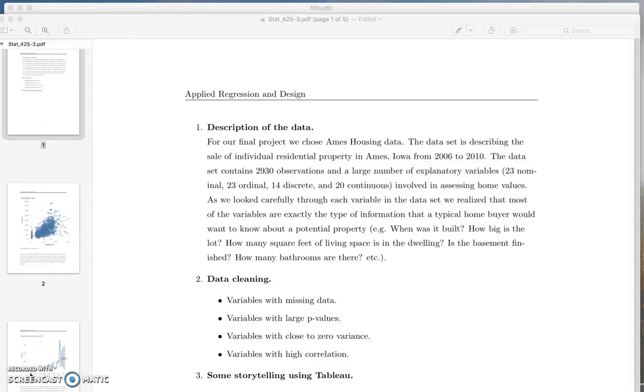So basically, when we were going through the data, we noticed that it answers the questions of a person who is interested in buying a house. For example, what is the quality of the house? When was it built? How big is the lot? And how many rooms are there above the ground? And so on and so forth.